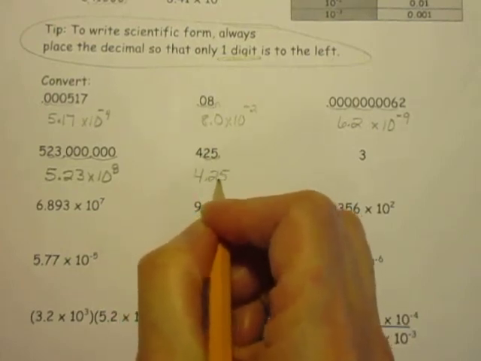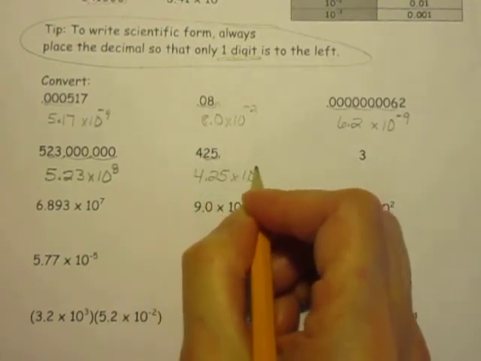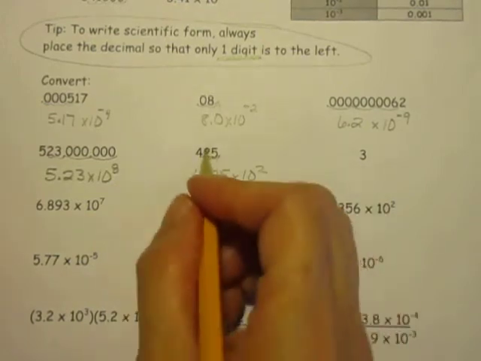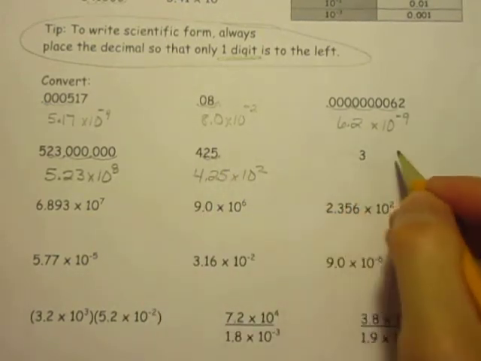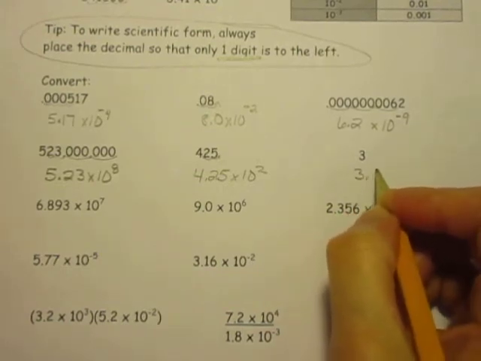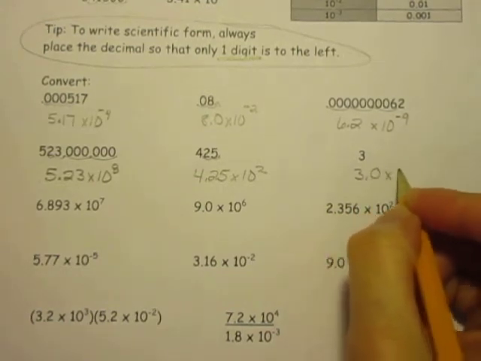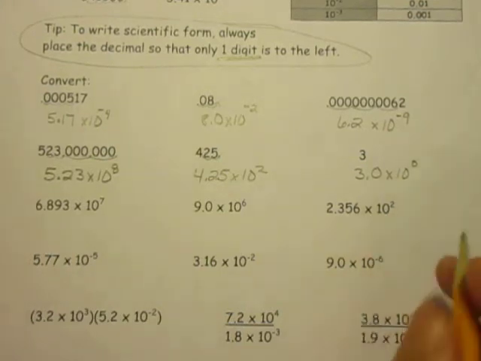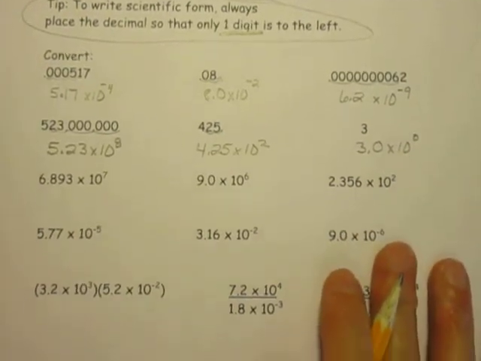4.25 times 10 to the 2. We move 2 places, and it's positive because that was a bigger number than what we've written here. This, I'm not moving at all, but I'm just going to write it as 3.0 times 10 to the 0. We had 0 movement. So again, that's another place where you use that 10 to the 0.